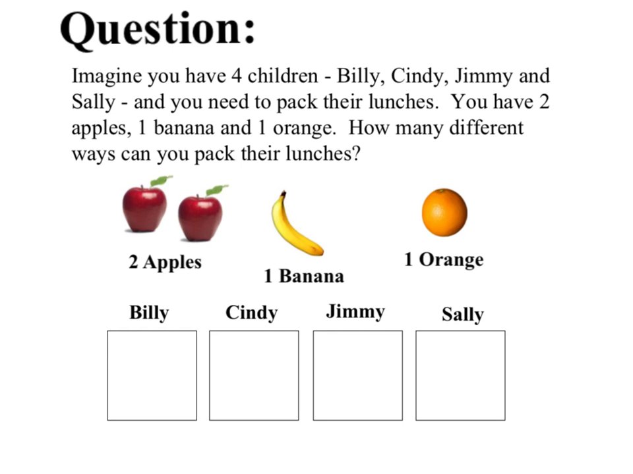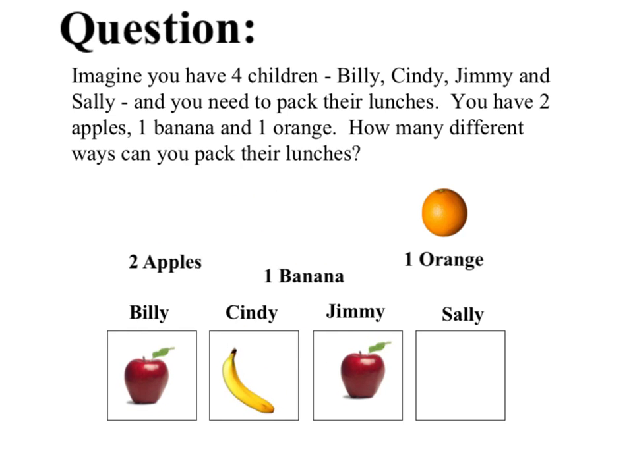Alright, so let's start with a question. Imagine you have 4 children, Billy, Cindy, Jimmy, and Sally, and you want to pack their lunches. You have 2 apples, a banana, and an orange, and you're distributing them one to each kid. How many different ways could you pack their lunches, given that you're going to be giving one fruit to each of them?